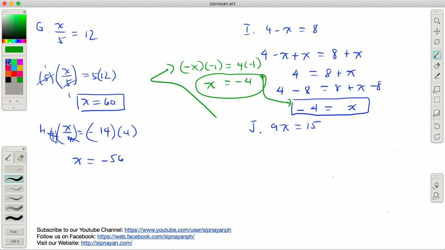And lastly, we have 9x equals 15. So again, 9x equals 15. Can we divide by 9 on both sides? So this is x equals, this cancels out. 15 divided by 9 is, in lowest terms, divided by 3, 5. Divided by 3, 3. This is 5/3 now.